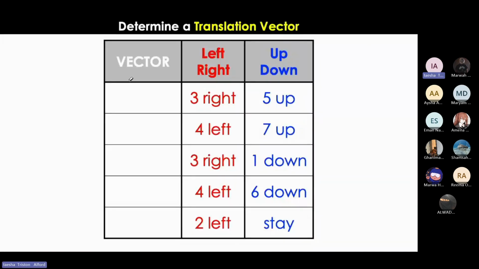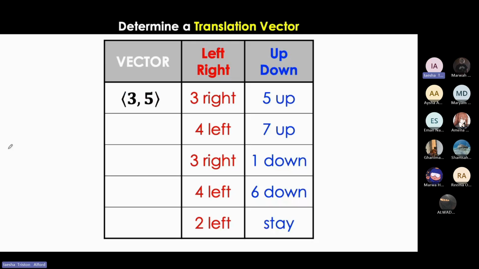So let's do it. Somebody give me the vector. I want the 3 right and the 5 up. So what's the vector? Nobody? Come on, what's right here? What's the vector? It's 3 right, 5 up. Positive 3 and positive 5.